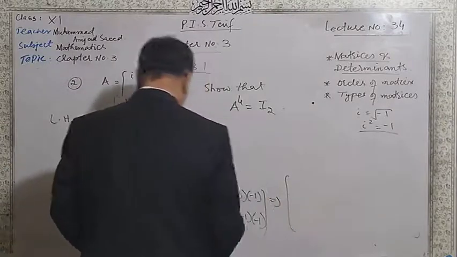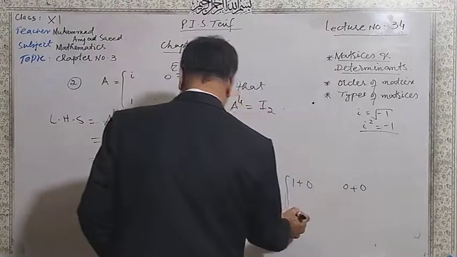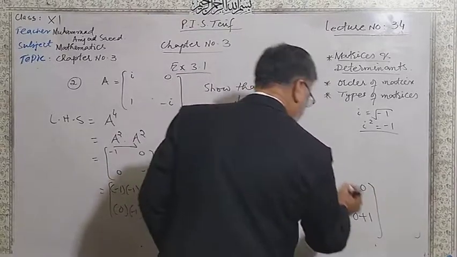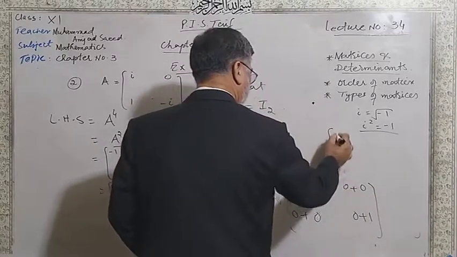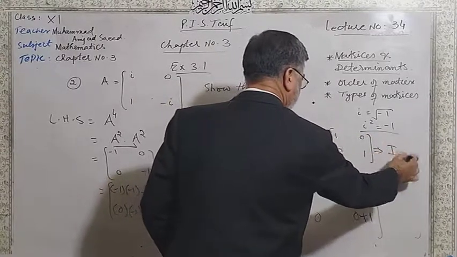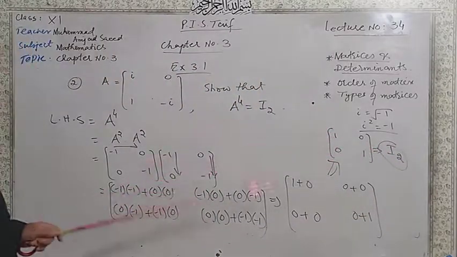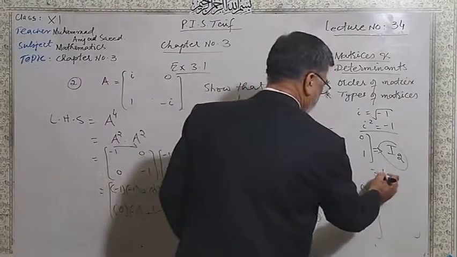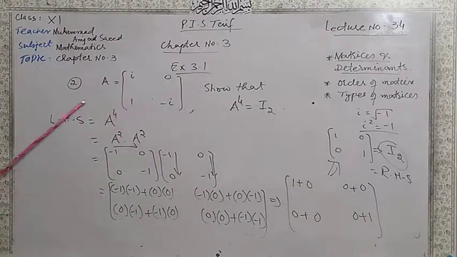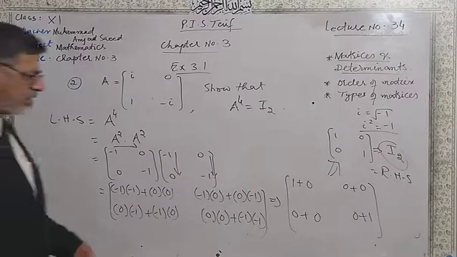So you have 1 plus 0, 0 plus 0, 0 plus 0 and 0 plus 1. That is equal to 1, 0 and 0, 1. Remember that this is I2, the identity matrix of order 2, which is equal to right hand side. Dear students, we started from left hand side and we reached right hand side. That's your answer.